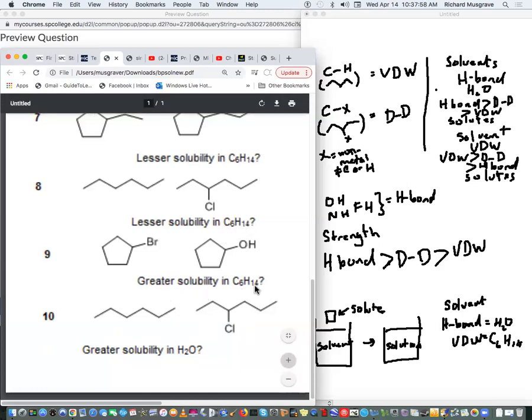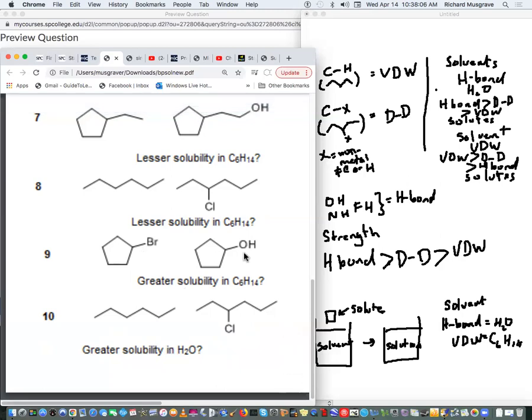Number 9, greater solubility in C6H14. C6H14 is Van der Waal. Dipole dipole for the one with the bromine. Hydrogen bonding for the one with the OH. Now, if you look at the solvents here, Van der Waal is greater than dipole dipole, is greater than hydrogen bonding. So since the dipole dipole is greater than the hydrogen bonding, the answer will be the one with the Br, which is the dipole dipole. Does anybody have any questions?